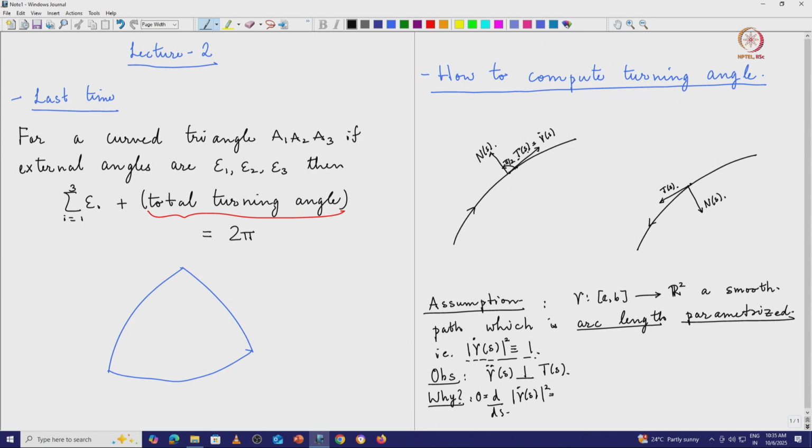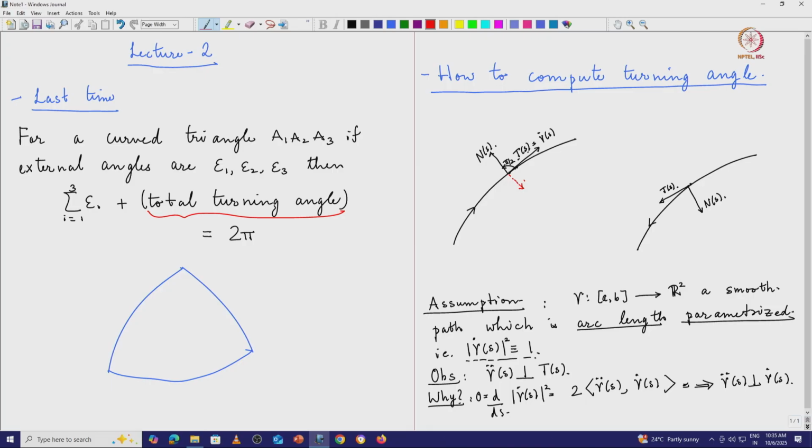On the other hand, by the product rule, this is the same as the inner product of the acceleration vector with the velocity vector, okay, which implies that the acceleration vector is always perpendicular to the velocity vector whenever your curve is arc length parametrized. So in this picture, the acceleration vector is going to be either in the direction of the normal vector n of s or the opposite direction.